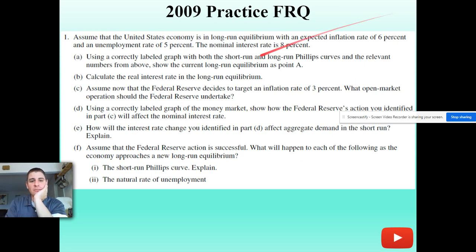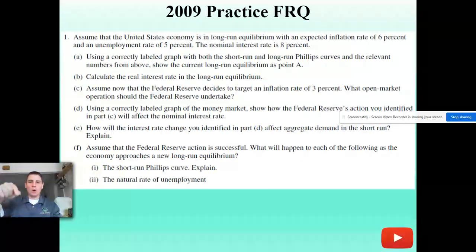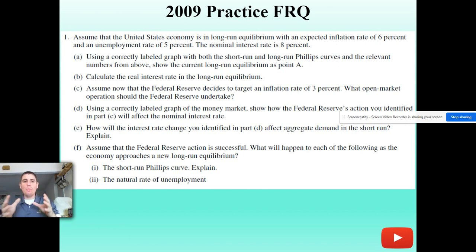Well, if they're talking about the Federal Reserve acting, is it AD or AS that's going to shift? It's AD. So how do we manipulate aggregate demand to cause price level to decrease? Well, we would want aggregate demand to shift to the left. So what open market operations will cause aggregate demand to shift to the left?